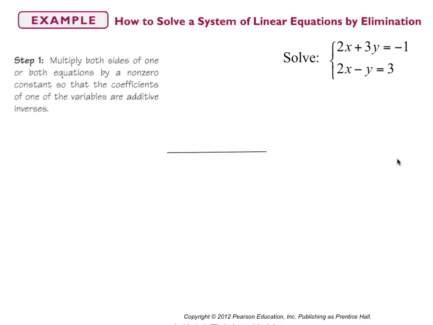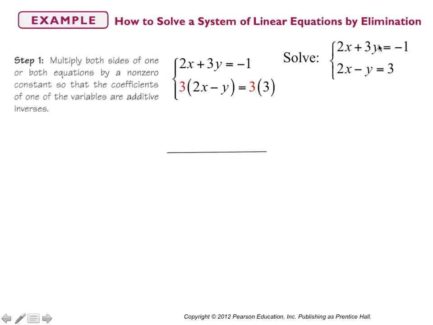So if you think about it, if we had 3y and negative 3y, or 2x and negative 2x, those two things are going to cancel. So that's what we want to have happen. So if we look at our equations, if you don't tend to like dealing with negatives, what you want to do is look for something that already has opposite signs.